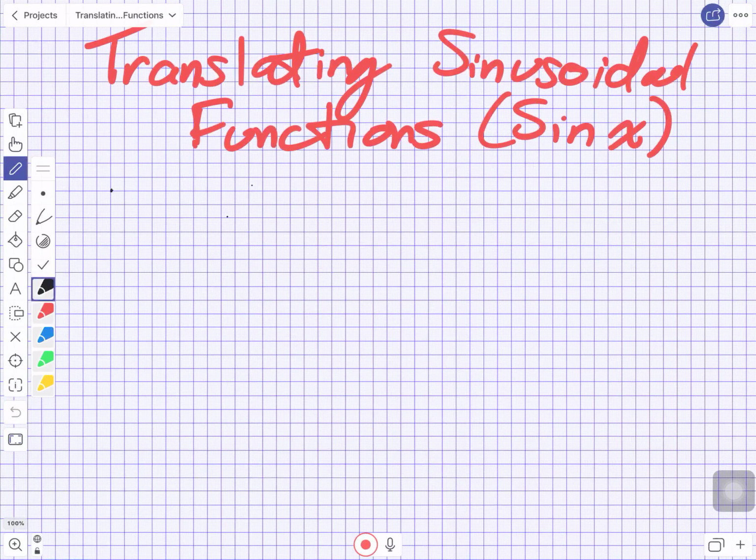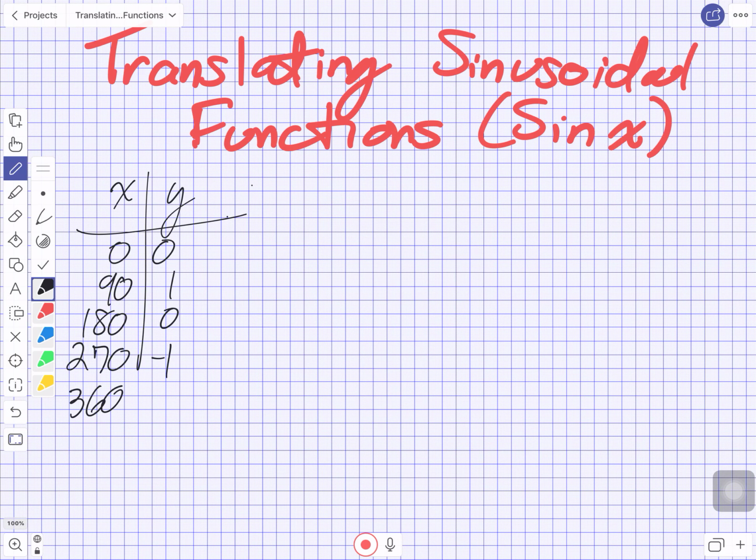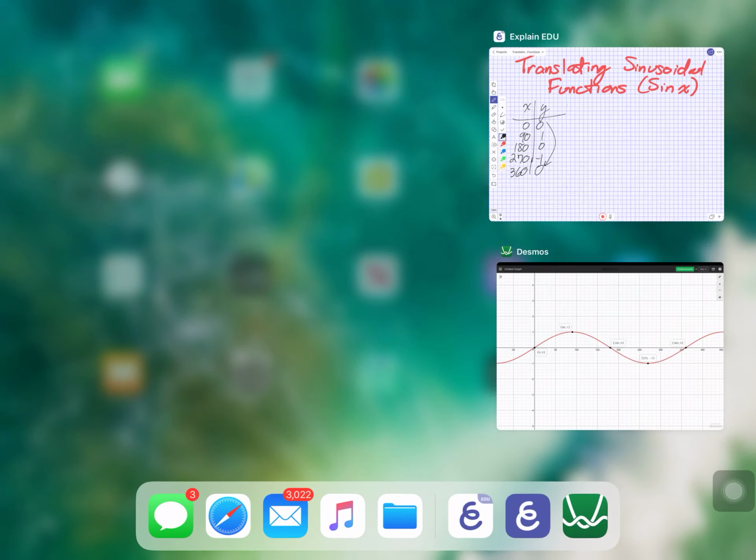We've seen the function. I'm going to quickly make a small table here, and we're going to put in our key points. We said 0, 0. 90, 1. 180, 0. 270, negative 1. And 360, 0. Essentially, when the pattern repeats, that's considered an entire period. So at 360, our pattern repeats, and we would just continue from there. Now we have to translate them, which can be hard at first to see how to translate something.